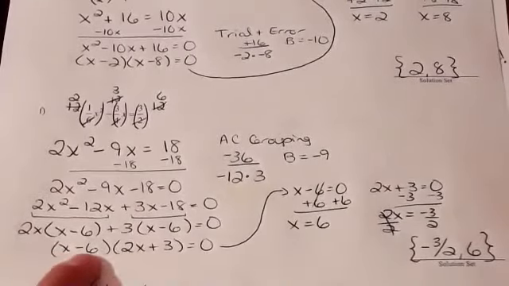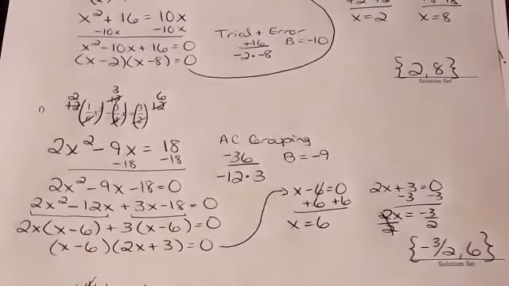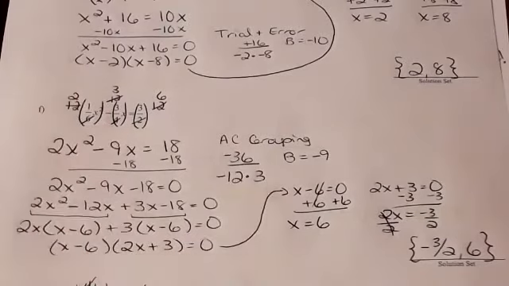We then set each factor containing a variable equal to 0, and we solve. So your solution set contains your two solutions, which are negative 3 over 2 and 6. As a reminder, we know that we are going to have two solutions because of the degree of our polynomial. The degree of our polynomial is 2. Beautiful. Same with part E. Any questions on F?